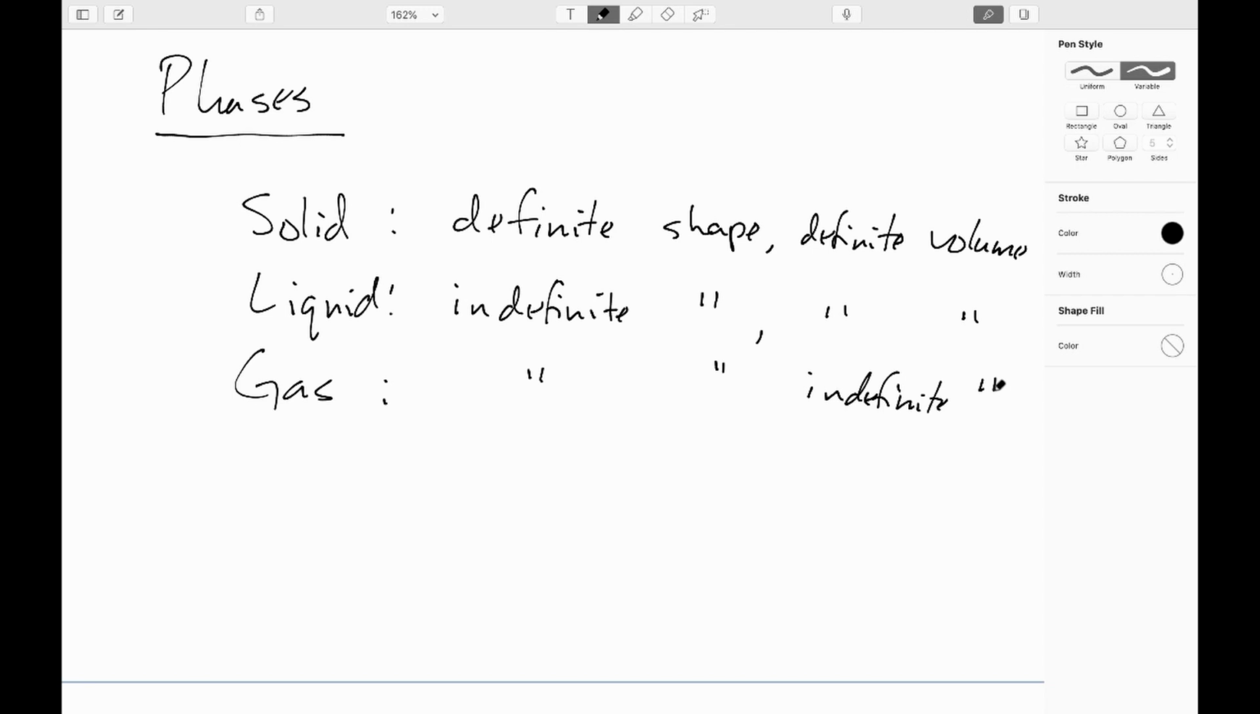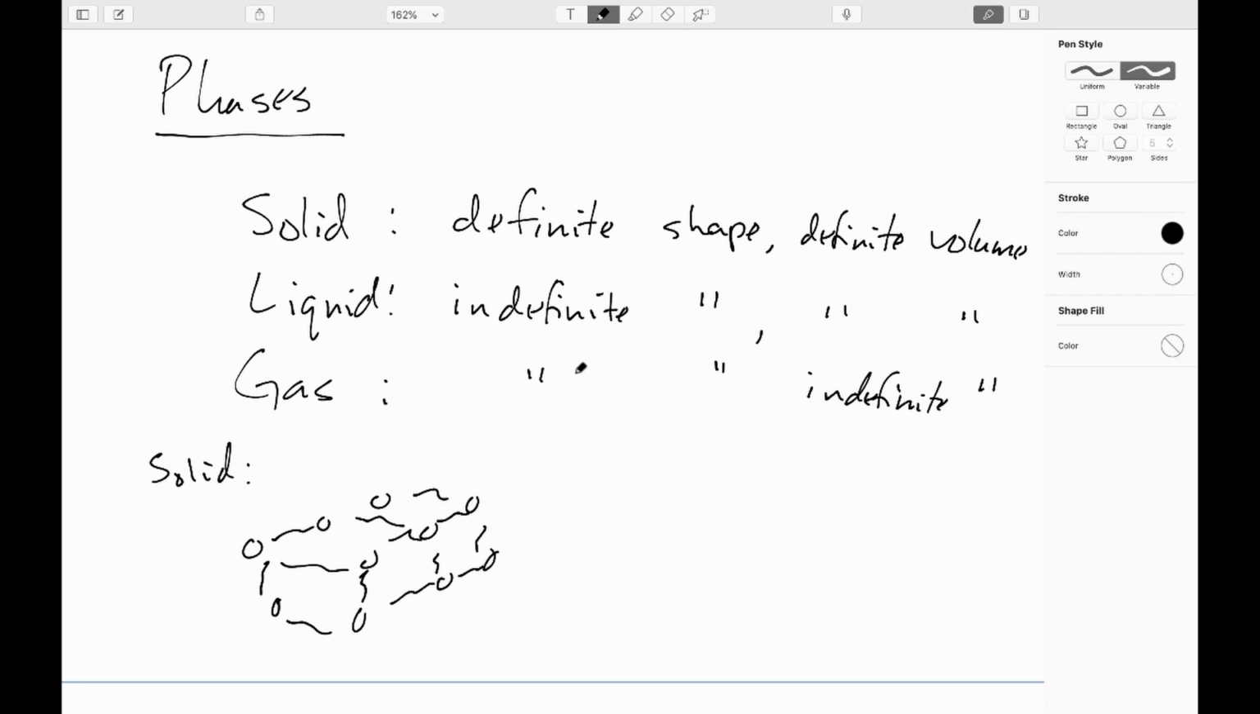On an atomic or molecular level, what this looks like is for a solid, you typically will have all of your atoms arranged in some sort of a lattice, held together by intermolecular bonds, like so.